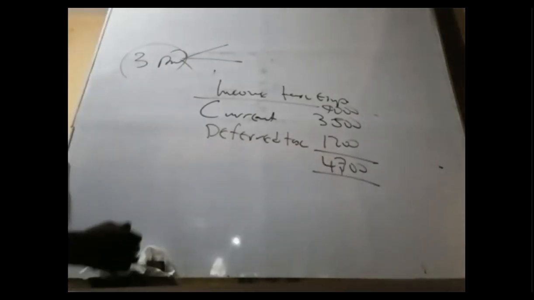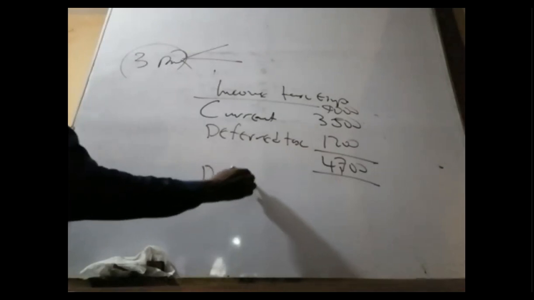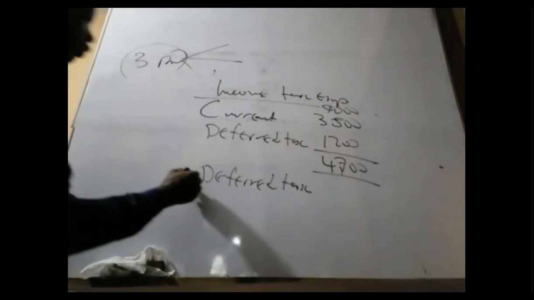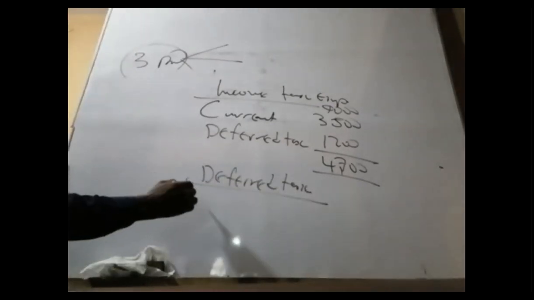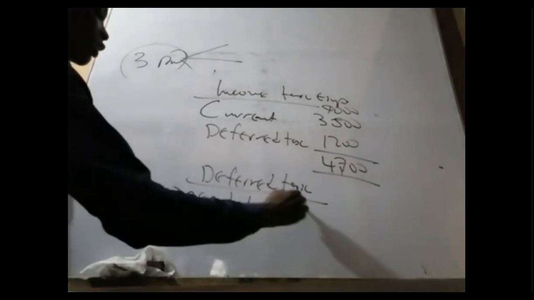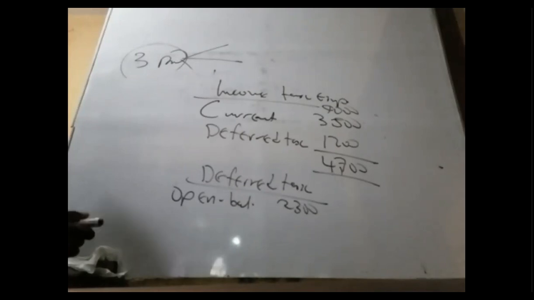4,700. Perfect. Again, then open deferred tax account. Deferred tax account. Okay. Open balance from the president is 2,300. Go to the closing balance.